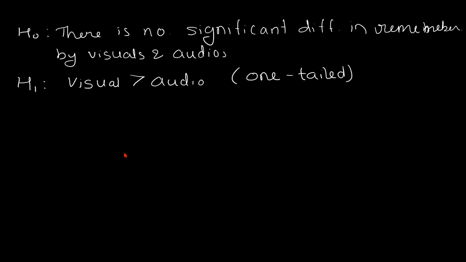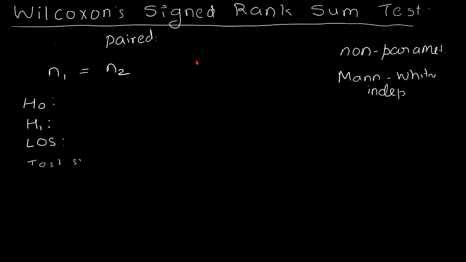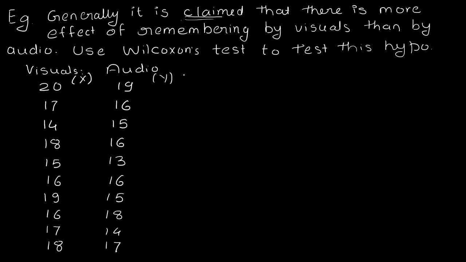Now once H naught and H1 have been set, in this question the level of significance has not been mentioned. I will take it as 5% or 1%. I will test at both. Now how to proceed with this: these two paired data are given. What I will do is find the difference between the two. Difference, d, will be given by x minus y. Even if you do y minus x, it is one and the same. Nothing is going to change. But I will just take it x minus y.